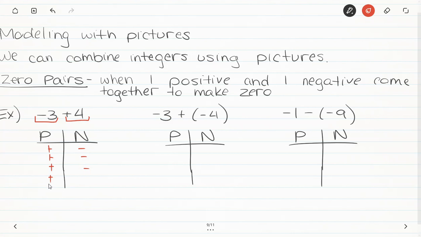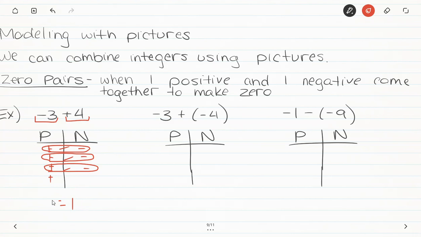Now, it's a zero pair, which is when one positive and one negative come together to make 0. So what we're going to do is circle them because they combine to cancel. So I'm canceling 1, 2, 3. And if you want to cross them out, you're welcome to. I'm left with one little lonely positive left over. So my answer would be +1 for this problem.